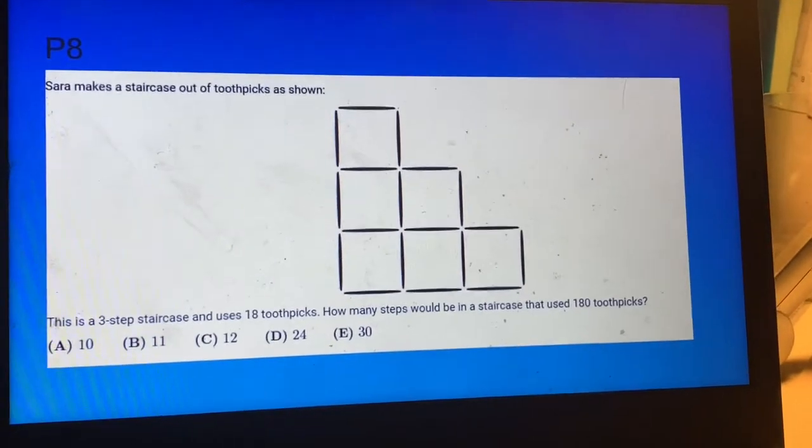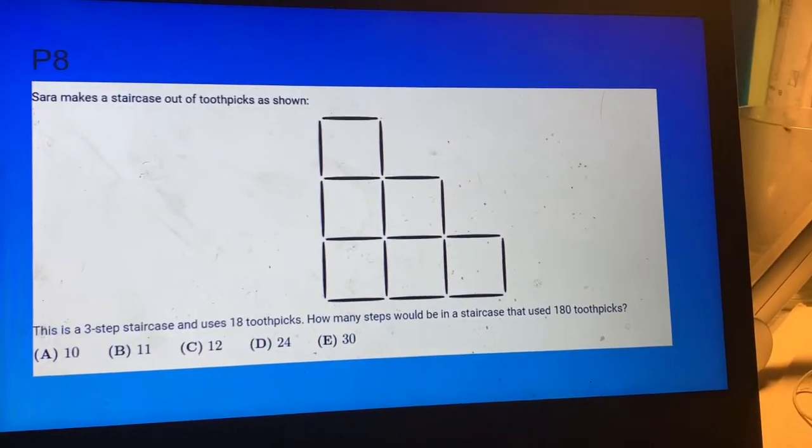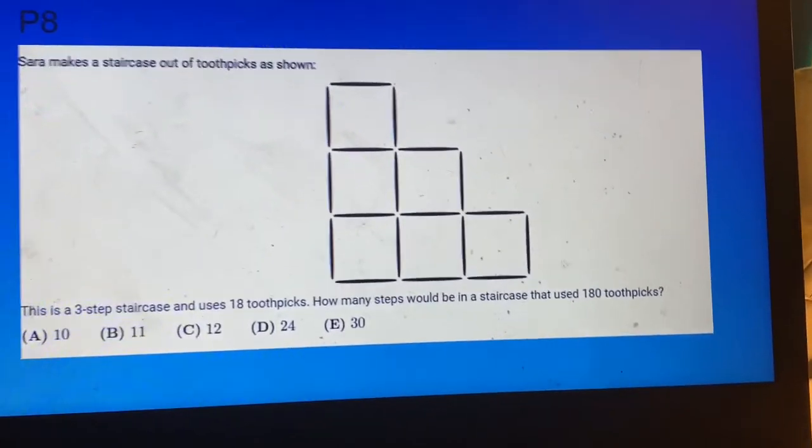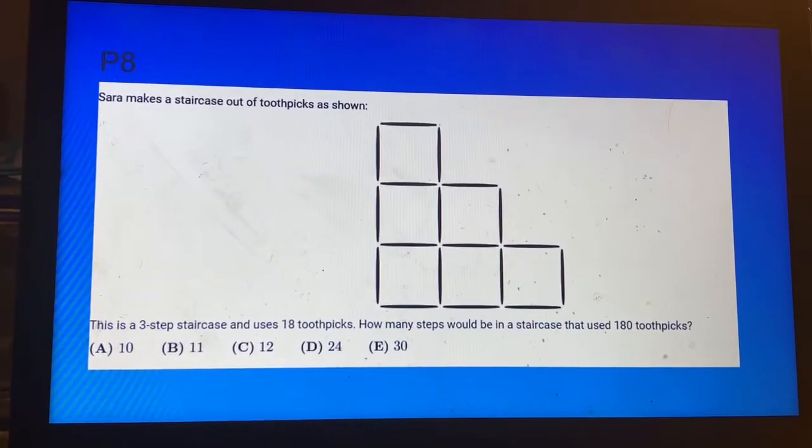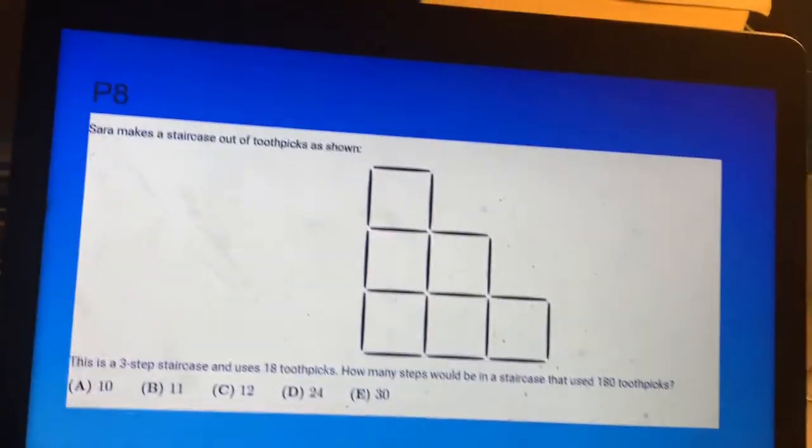Sarah makes a staircase out of toothpicks as shown. This is a 3-step staircase and uses 18 toothpicks. How many steps would be in a staircase that uses 180 toothpicks?